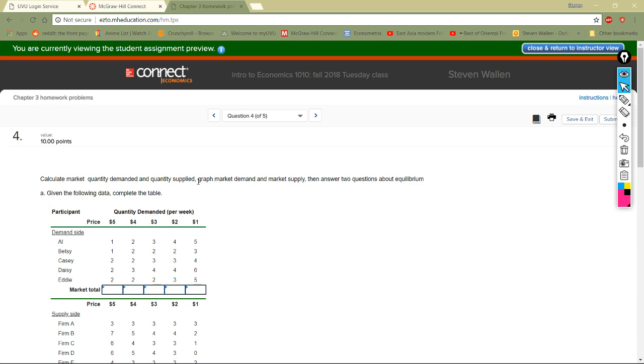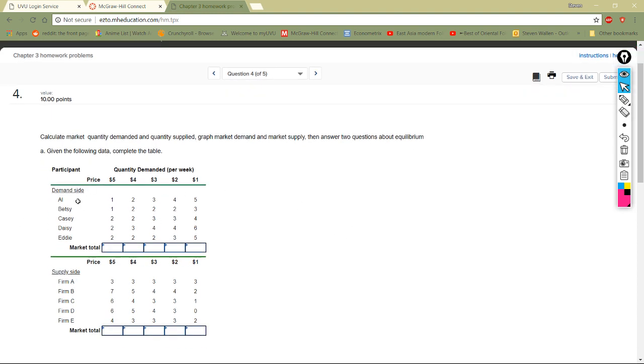Calculate the market quantity demanded and quantity supplied. Graph the market demand and market supply. Then answer 2 questions about equilibrium. Okay, so first they're giving us data here. Now, this data, we look at the demand side. We got Al, Betsy, Casey, Daisy, Eddie. All market demand is individuals and their demand added together. So if I add up Al, Betsy, Casey, Daisy, and Eddie's demand at a certain price point, that's the market's demand at that price point.